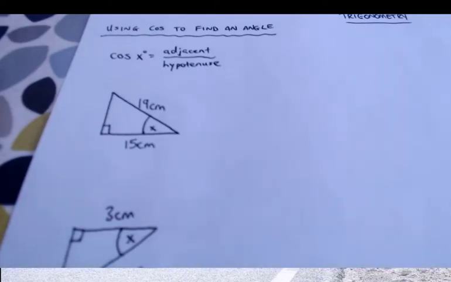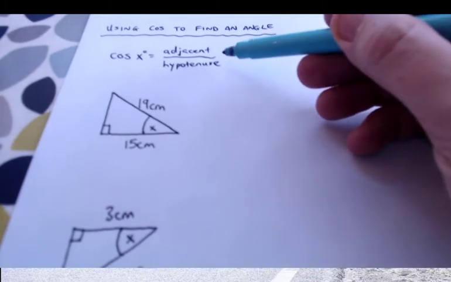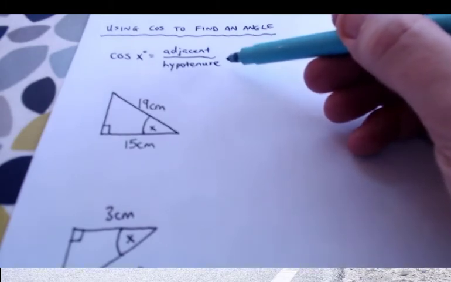Today's lesson is how you find an angle using cos. So if you've done the exercises on tan and sine, this is very similar, so I would hope that you'd be able to do this quite successfully. I'll start by reminding you of the formula, the ratio for cos. Cos x is adjacent over hypotenuse.